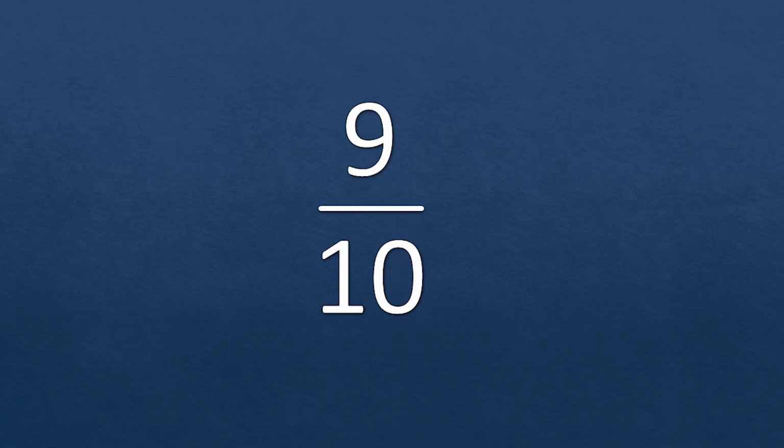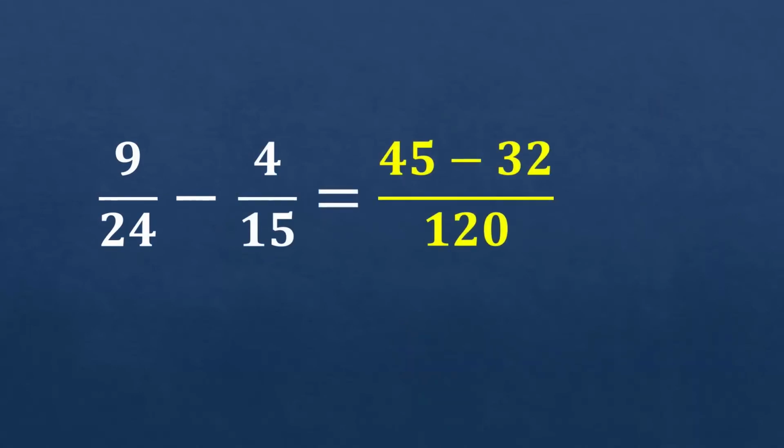Let's have another example. 9 over 24 minus 4 over 15. First, find the LCD. What do you think is the LCD? Correct, 120. Let's find the equivalent fraction of 9 over 24. 120 divided by 24 is 5. 5 times 9 is 45. So it will be 45 over 120.